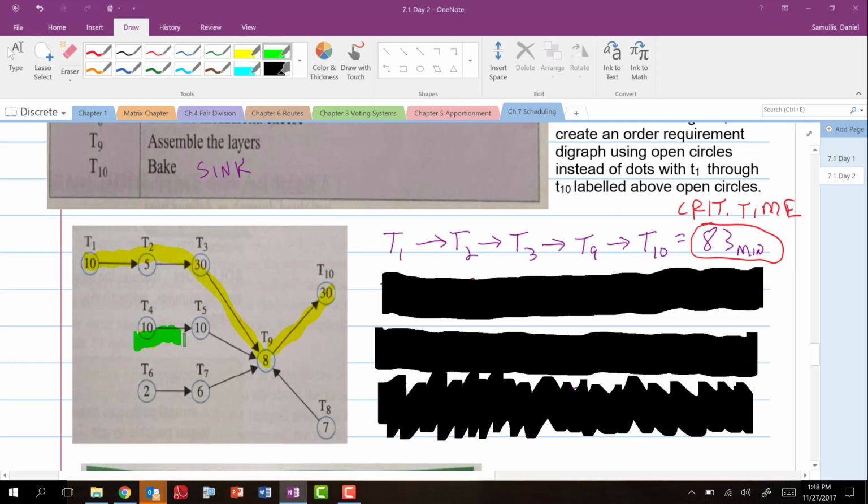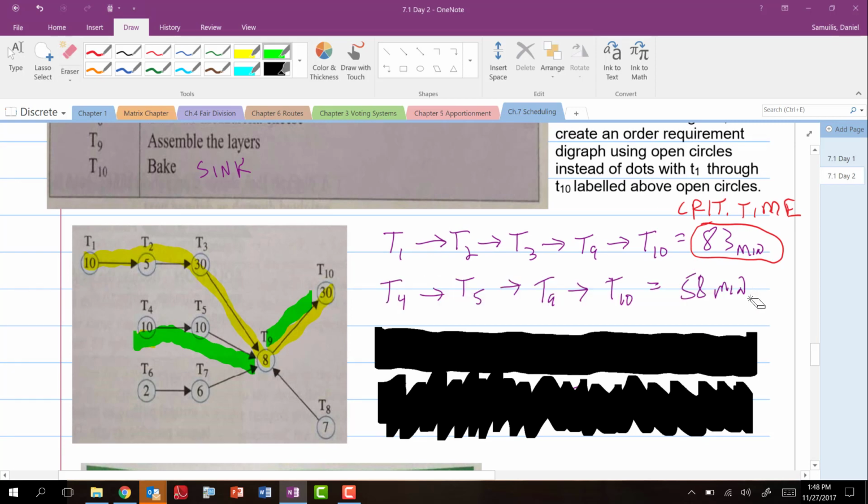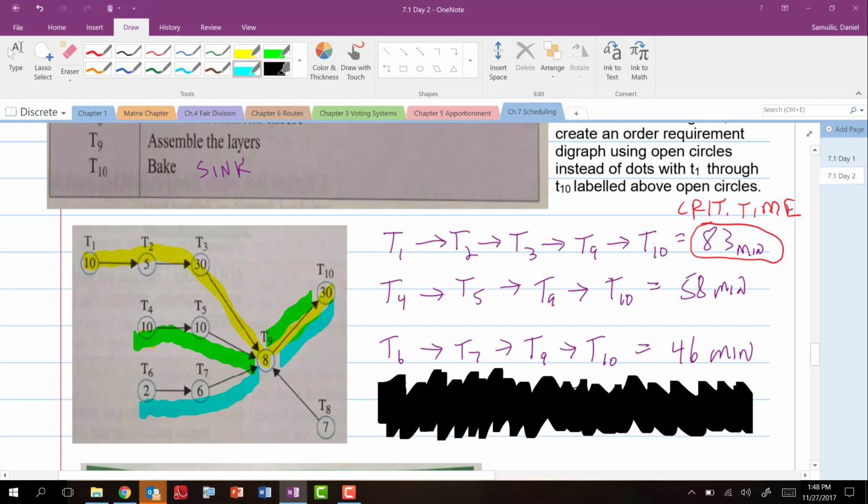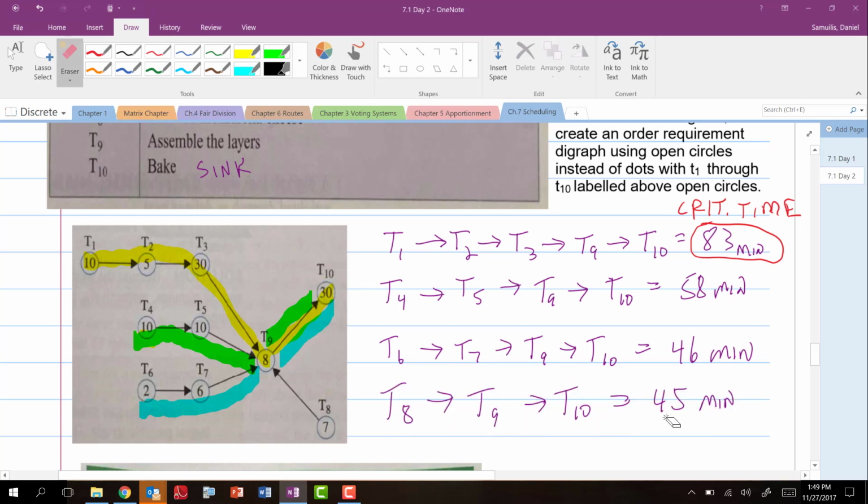There's another one, and that takes 58 minutes. 10 plus 10 plus 8 plus 30. Starting from a source and ending at a sink. I'll only highlight one more. Source to sink. This one is 46. Then the last one, T8 to T9 to T10, is our shortest, and actually has the least amount of tasks involved. Okay, so here's the idea.